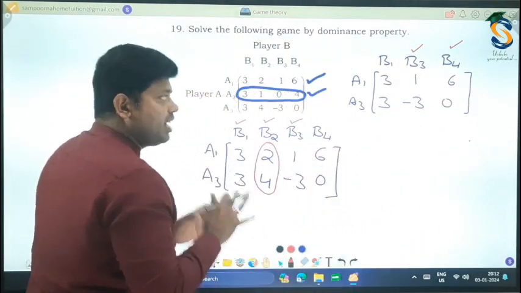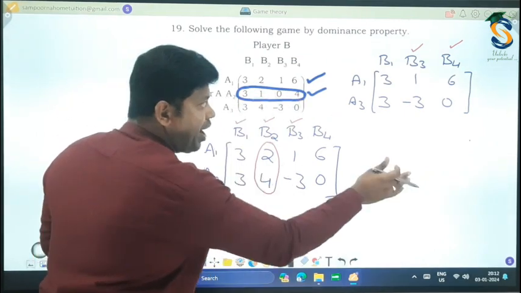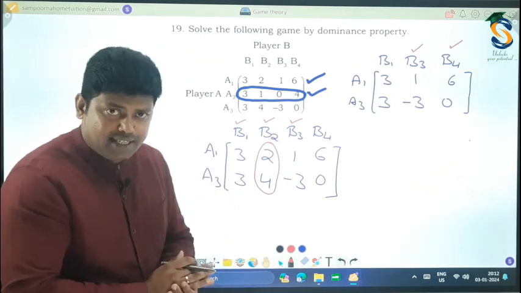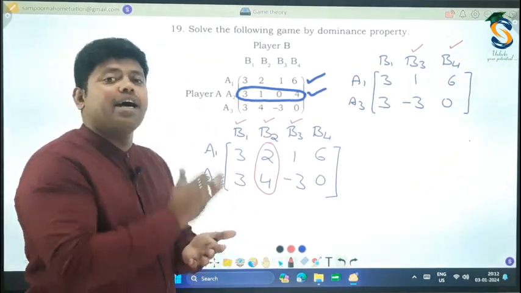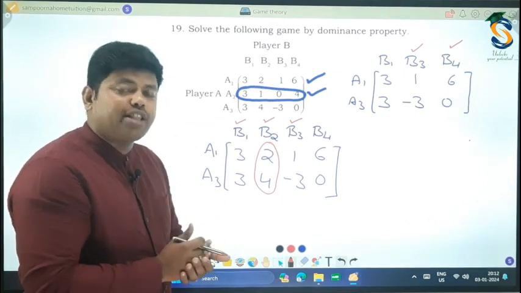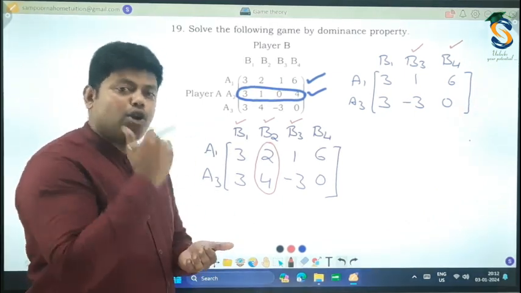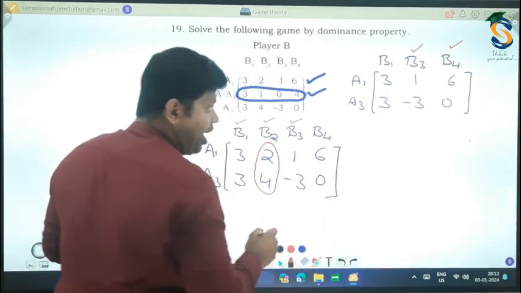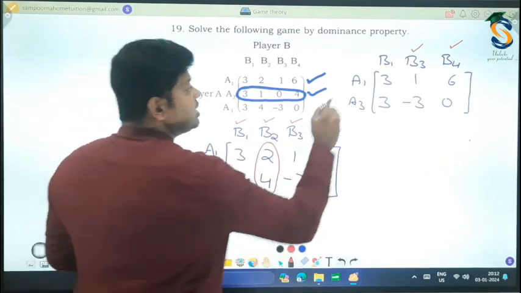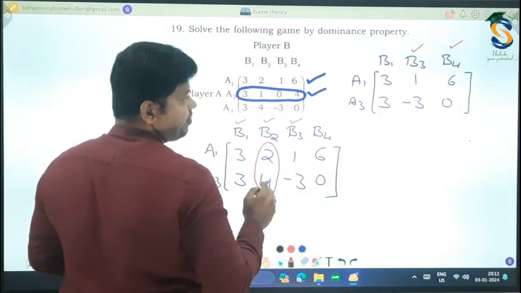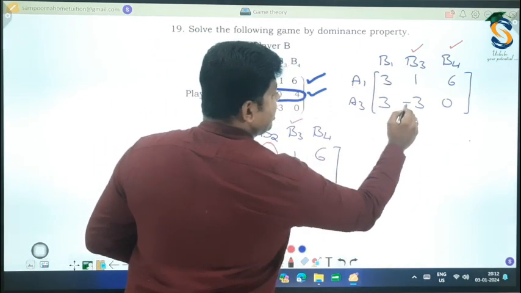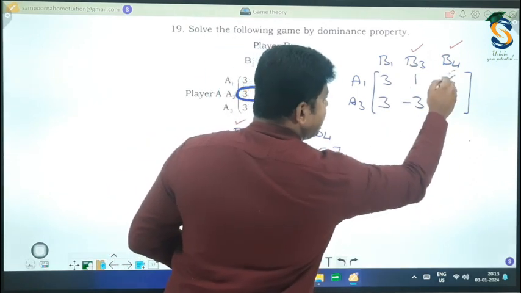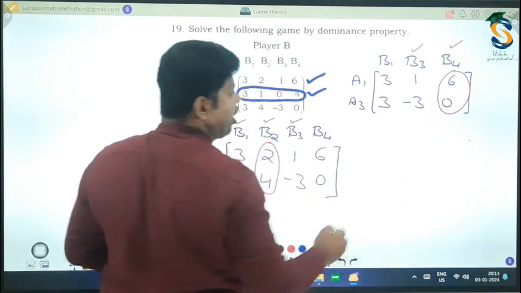It's a trial and error method. Either you can go with column wise or row wise, but you have to remember these 2 points. Whenever you go with column wise, delete the bigger column. When you are going with row wise, delete the smaller row. As I am going with column wise, I need to check each element here. 6 is greater than 1, 0 is also greater than minus 3. Hence, as I am comparing column wise, I need to delete the bigger column, that is B4.